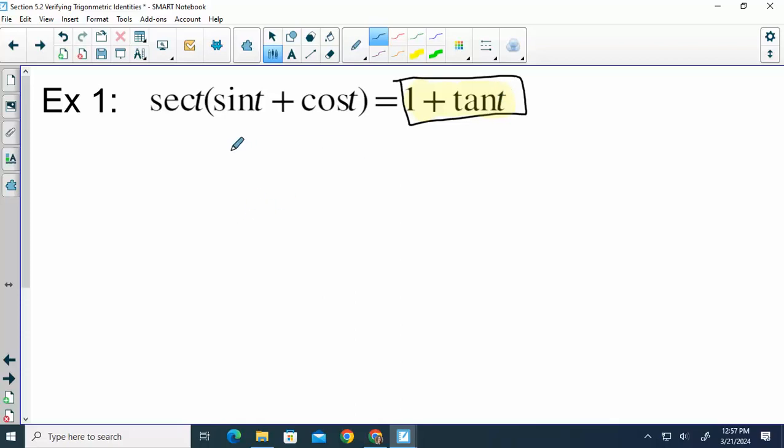No obvious identities. We have a sine t plus cosine t, but they're not squared, so it's not the Pythagorean identity. What can you change secant t to?